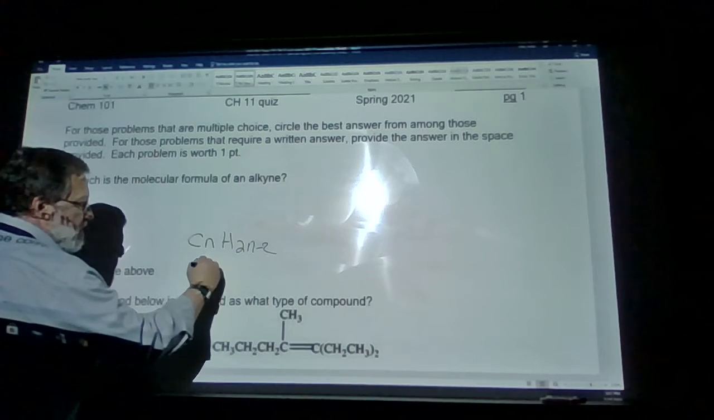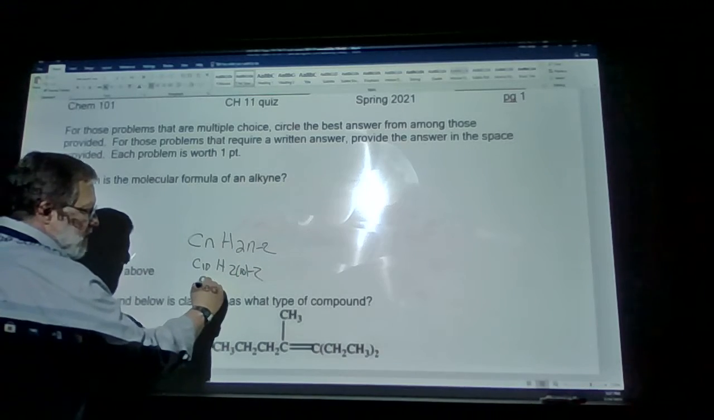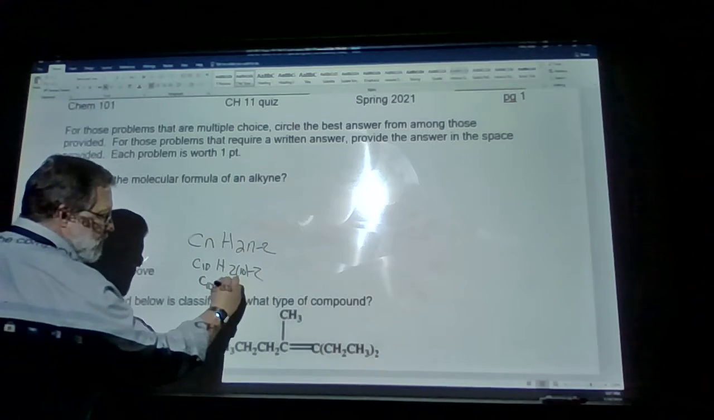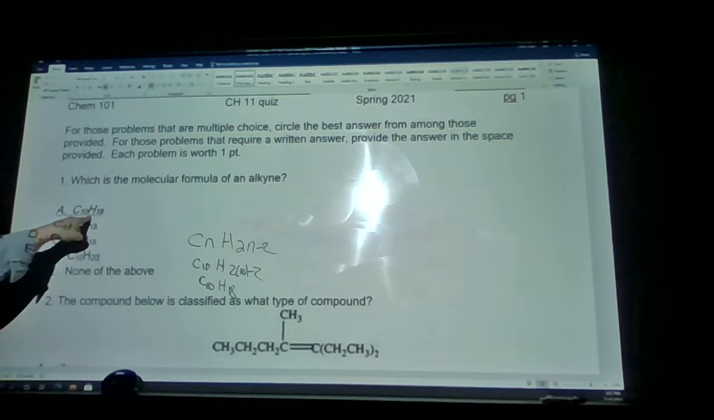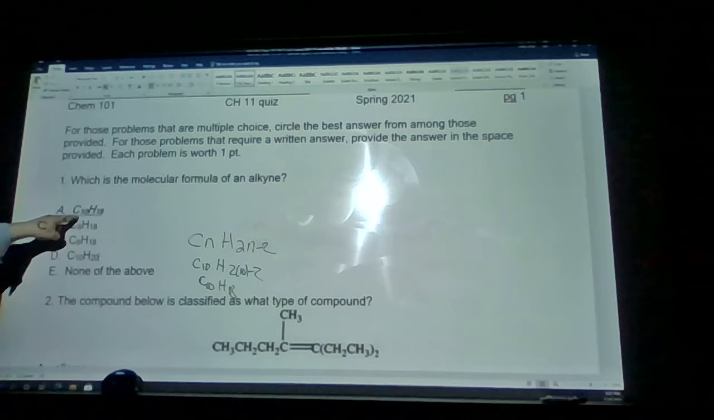C10 H2 times 10 minus 2. C10 H20 minus 2 is 18. So does C10 H18 match this? Yes. So of all these formulas, A is the formula for an alkyne.